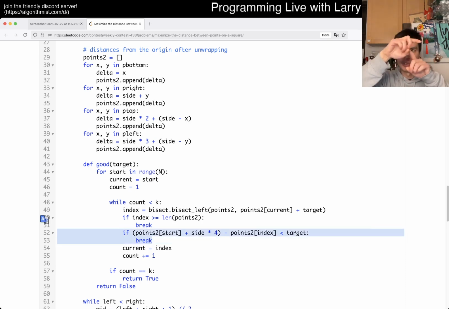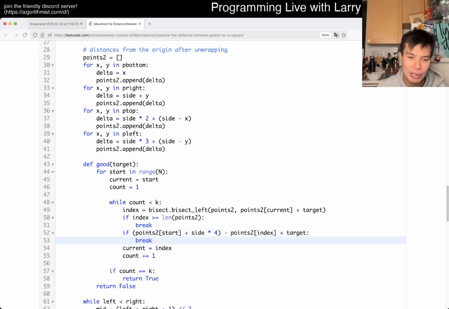Because that means that it's too close. You can't add any point, and you can't even add this point. And every point that you're going to go to further is going to be too short anyway. So we break. Otherwise, we update this as the current index. We increment the number of points we added, and that's it.